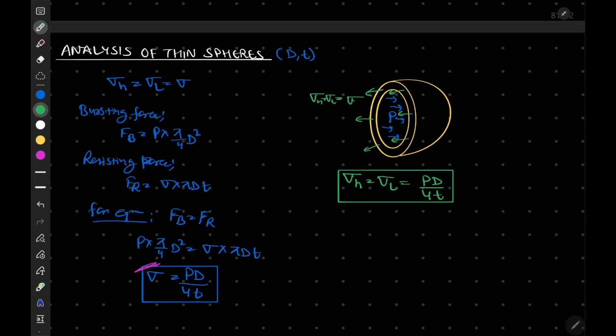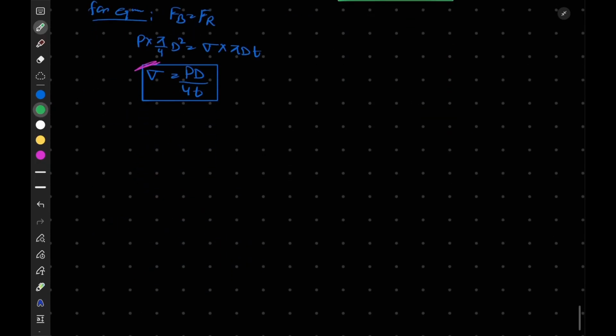Again, there is no shear stress on this plane, so we can say that it is a principal plane, and these stresses are principal stresses. Now we will move to the next topic, that is strain in spheres.